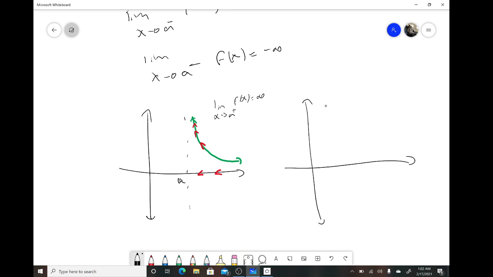This other scenario will be, again, we have a with a vertical asymptote, and now we have something like this, where as you go to a from the right side once more, in this case, the function values are becoming negative. So we have that this limit is minus infinity. So the limit as x goes to a from the right side is minus infinity.